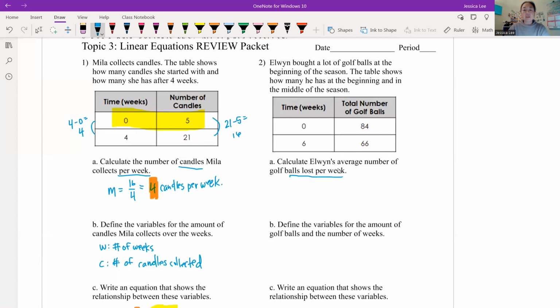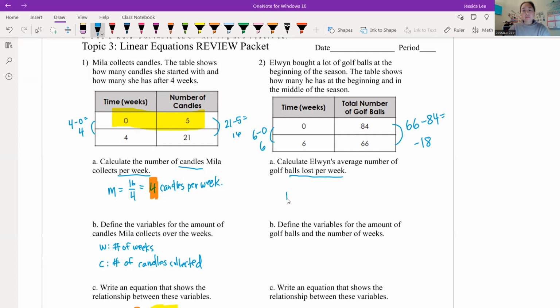If we're seeing lost, I'm thinking we're probably going to subtract, right? So here we go. We got 66. We're going to find the difference in Y. So 66 minus 84. We're going to be in the negatives for sure. So this is going to be negative 18. And if we look over here, from 0 to 6, 6 weeks have passed by. So in 6 weeks, he's lost 18 golf balls, right?